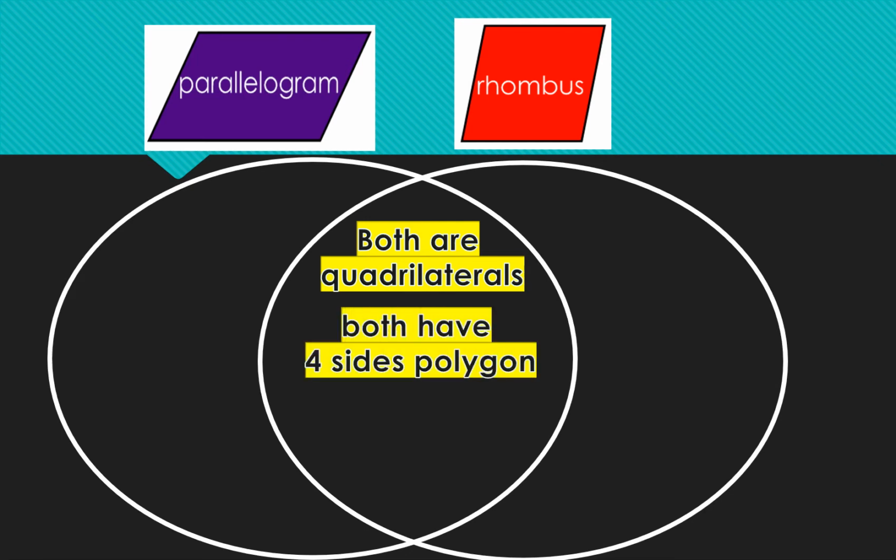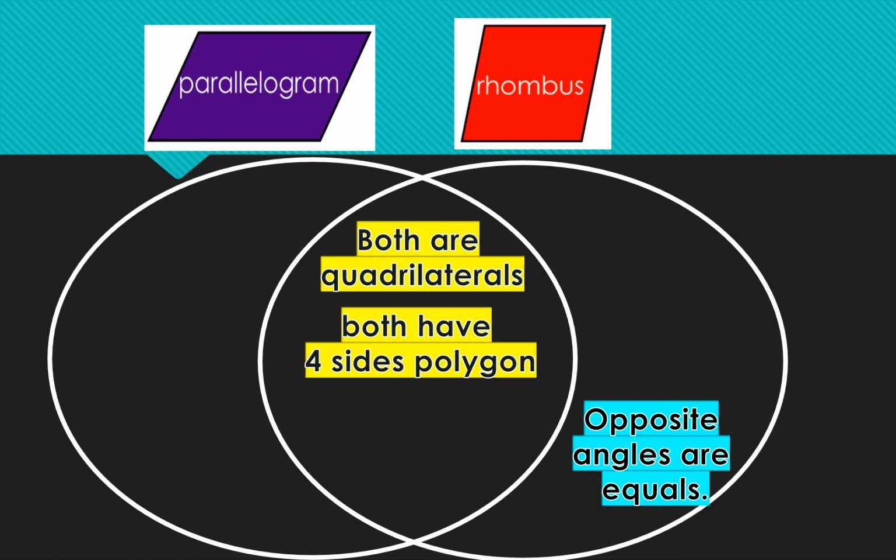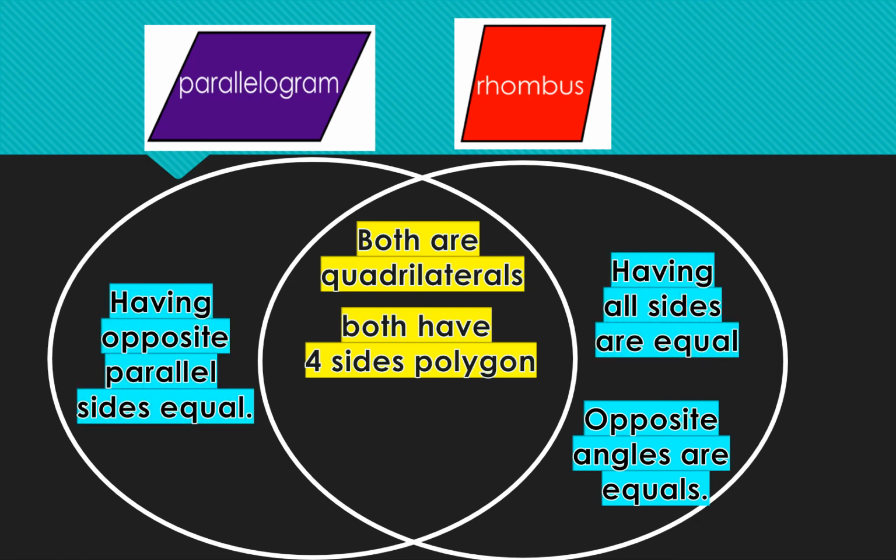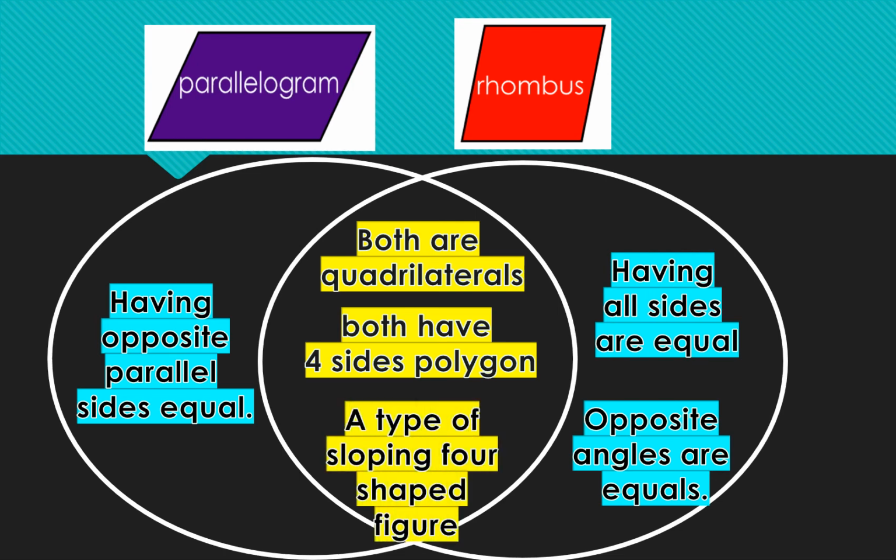Next, they both have a four-sided polygon. In a rhombus, the opposite angles are equal and all sides are equal. And the parallelogram has opposite sides parallel and equal. Okay? So they are both a type of slanting four-sided figure.